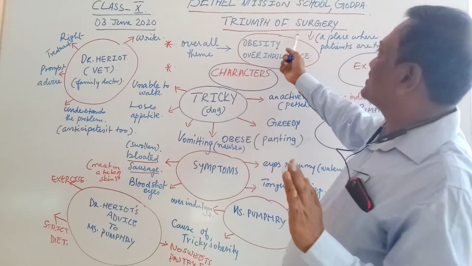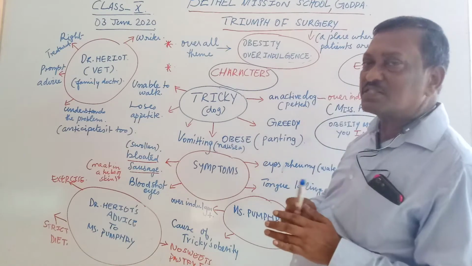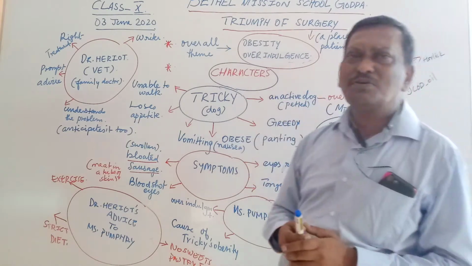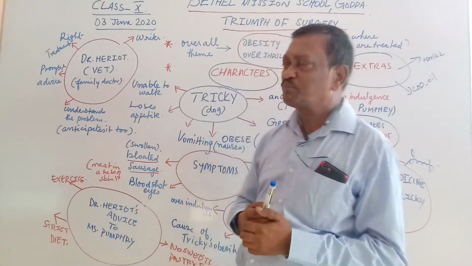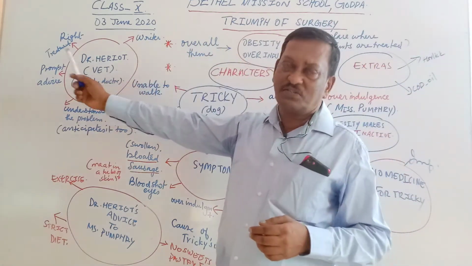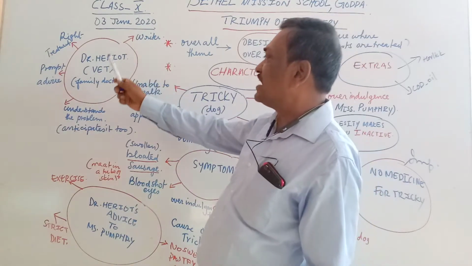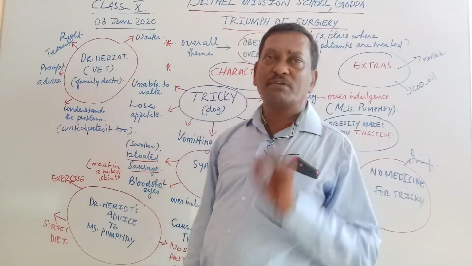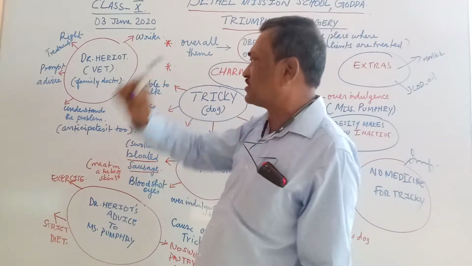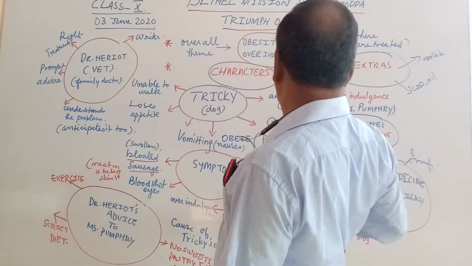But here in this lesson, the word surgery means a place where patients are treated. So it's a kind of clinic, you can say, a small clinic. And who was running the clinic? Dr. Harriet was running it. And who was Dr. Harriet? He was a veterinary doctor. In short, we call him a Vet. So he was the family doctor of Miss Pumphrey.